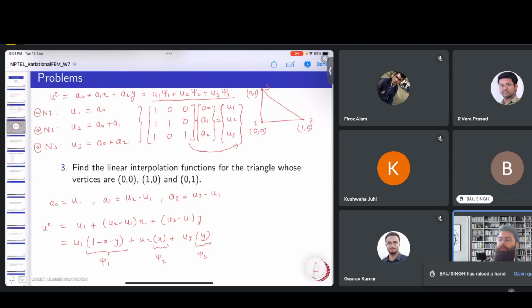Sorry. Okay, no problem. So the only catch here is that whatever element you are having, based on its coordinates, whatever matrix that you're getting, it should be invertible. If it's non-invertible, you can't find the approximation functions.